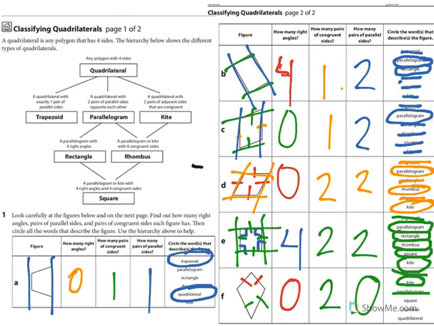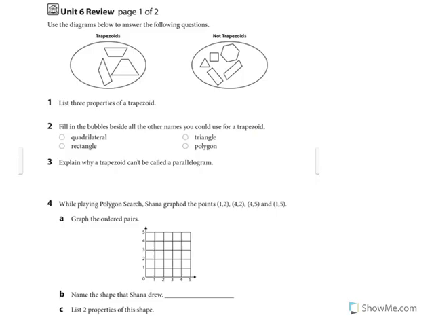No parallel sides, can't be. Square? Nope, can't be. No right angles. Rhombus? Can't be. Not all 4 sides are equal. And quadrilateral? I know also that they have 4 sides, so they are quadrilaterals. And I know also that they are polygons. Those are all good answers to me, so I would write them down.